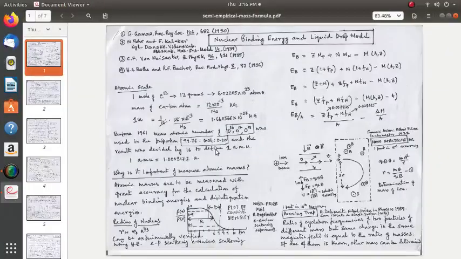Hello, in this lesson today we will talk about nuclear binding energy and the liquid drop model.